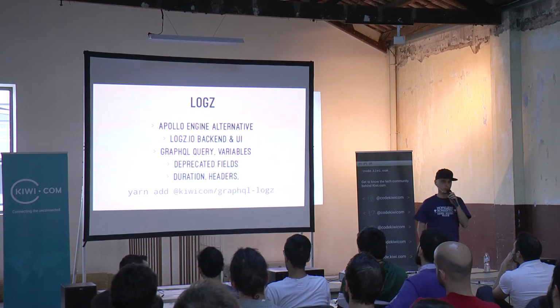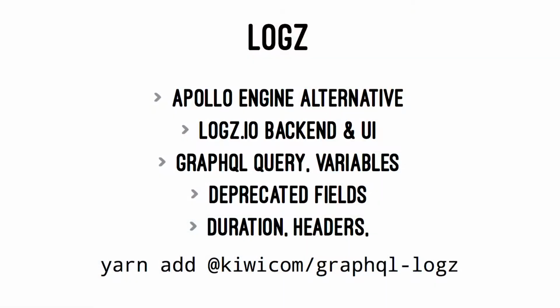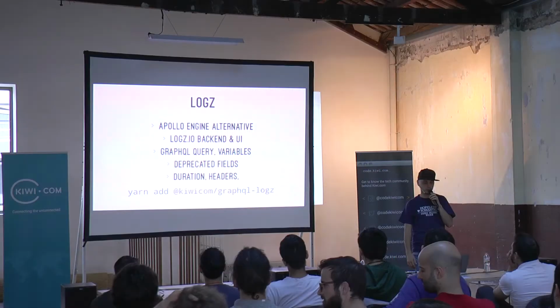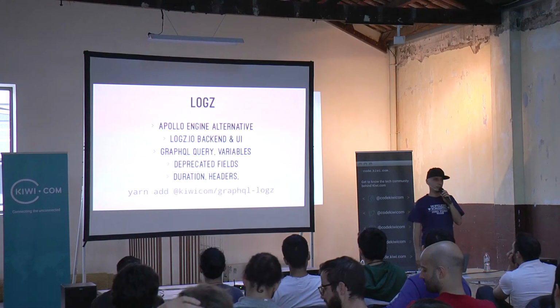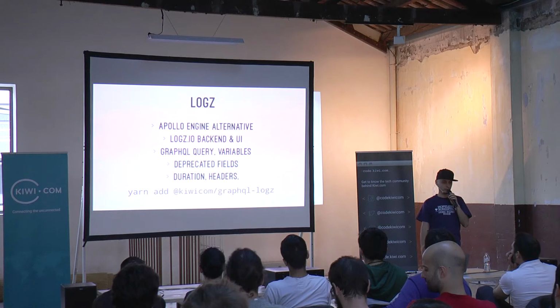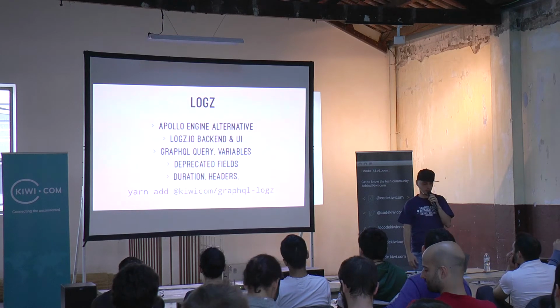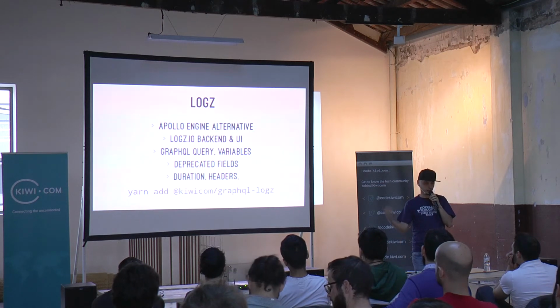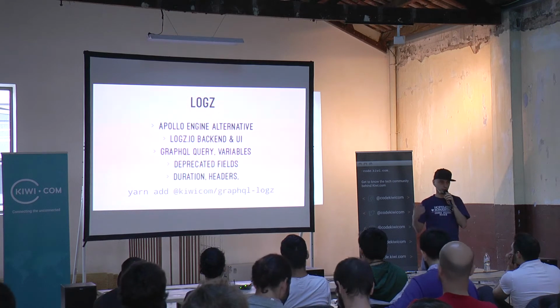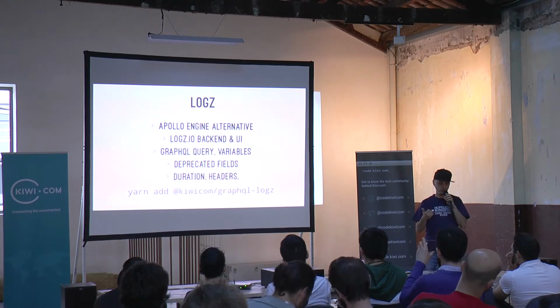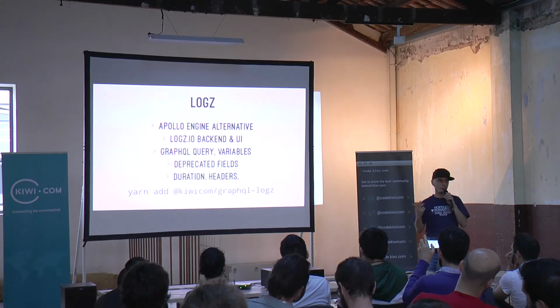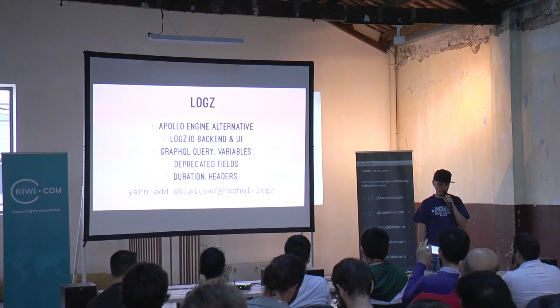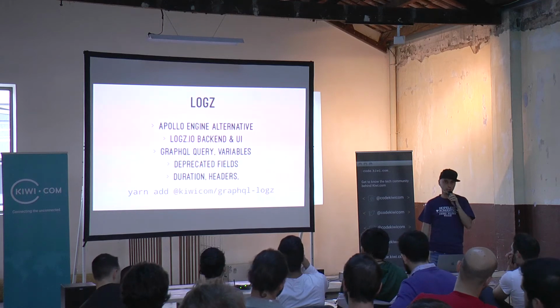We also open sourced our solution for monitoring our GraphQL backend, because officially probably only one solution existed so far, Apollo Engine, but that became pretty expensive for our traffic. So we created a tool based on logs.io, and we are just sending the data there. We are logging handy things like what queries are being called, what variables, what were the deprecated fields in the query, the duration, of course, and the HTTP headers.